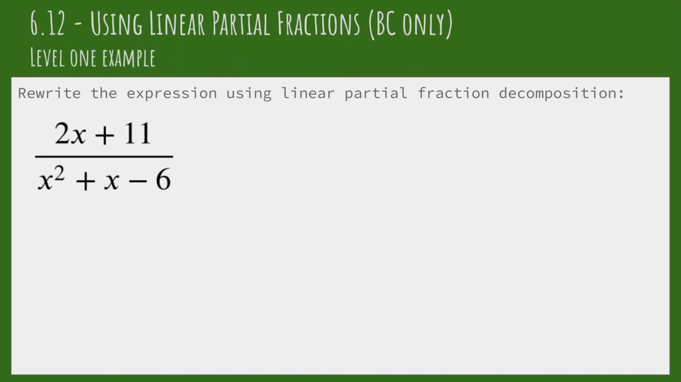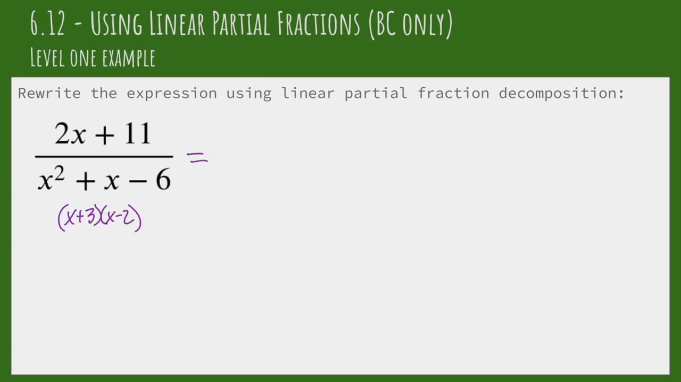So I want to take a look at just a couple examples where we are decomposing an expression. We're using linear partial fractions to rewrite this expression so the denominator has only linear terms in them. First thing we want to do here is factor the denominator. The denominator here is going to be x plus 3 times x minus 2.